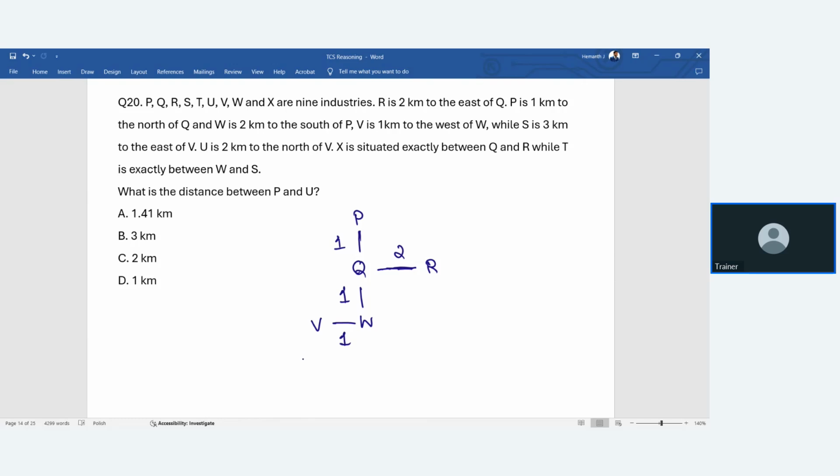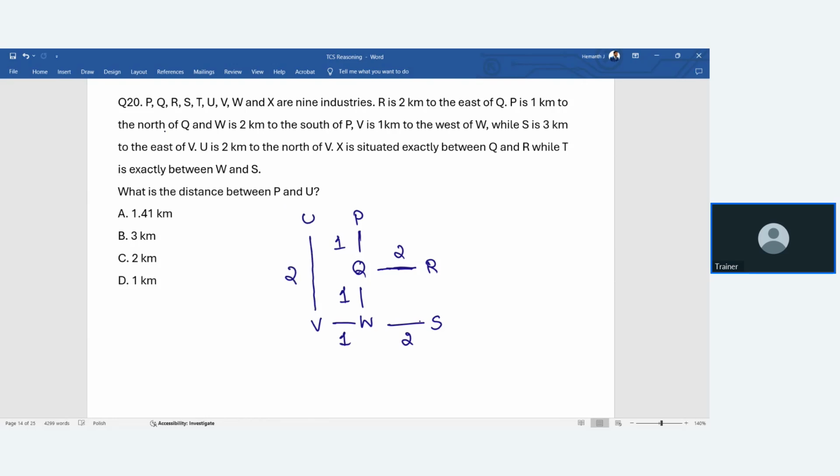S is 3 kilometers to the east of V. V, 3 kilometers to the east, is S. Here 1 is already covered, so here it should be 2 kilometers. U is 2 kilometers to the north of V. U will be exactly in this place.